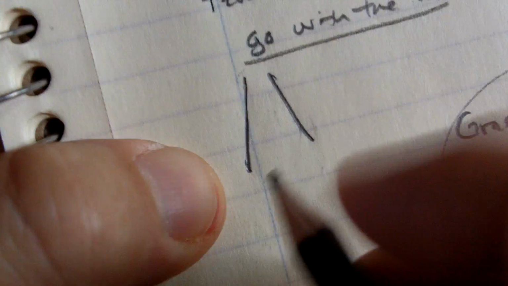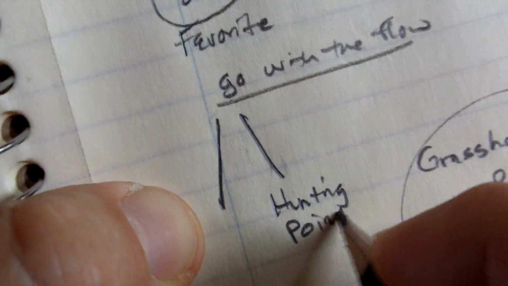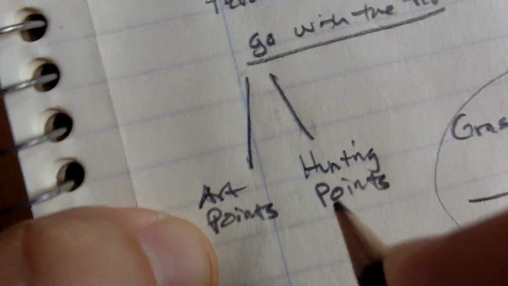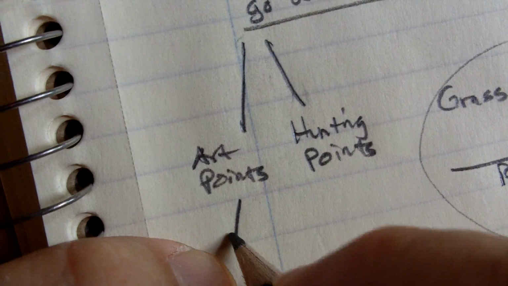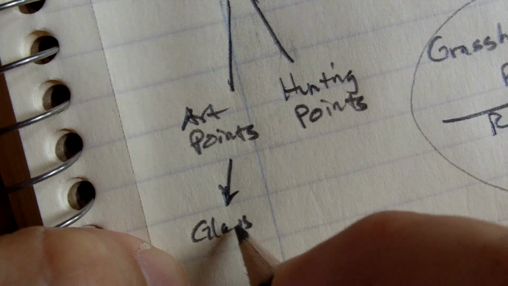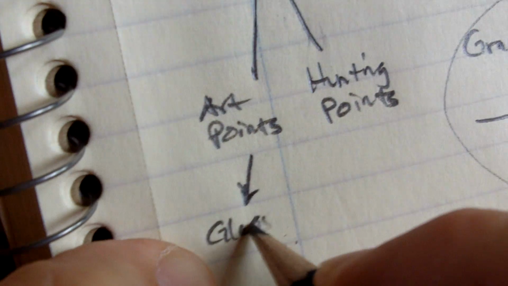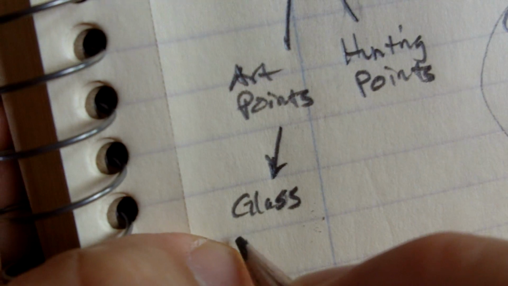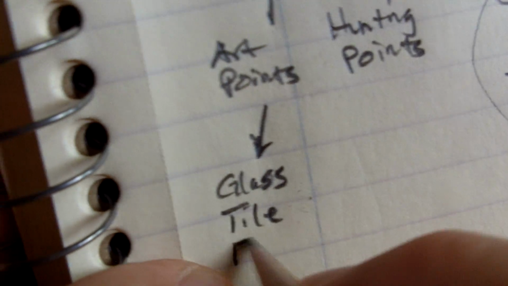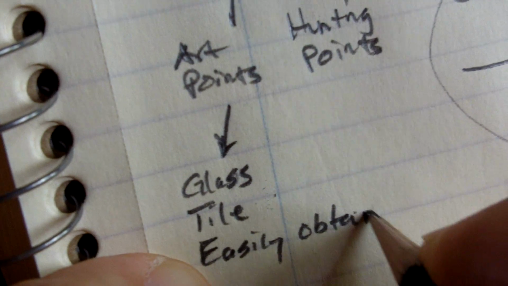they're going to be focused on two things. One is hunting points, and the other are art points. And most of these are going to be in glass, tile, and easily obtainable materials.